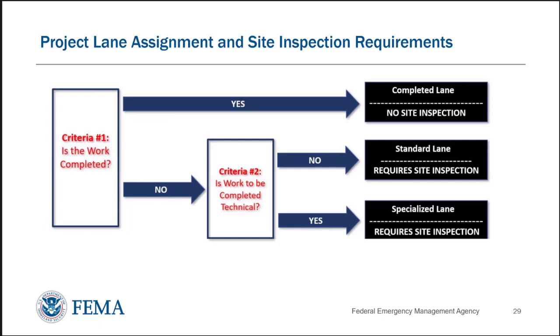Is the work completed? Boom. Sent to completed lane, no site inspection. Work completed, just as I was saying, say emergency protective measures, cones, traffic diversion, possibly just removal of debris out of that road. That's done. They've got receipts for the labor that was incurred, the time it took, etc. They've got documentation that they can quickly send forward, kind of like the low-hanging fruit idea for a program delivery manager. You want to get the work that is completed out of the way, get that reimbursement funding sent in a more timely fashion back to that applicant.